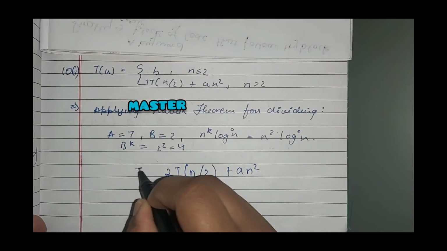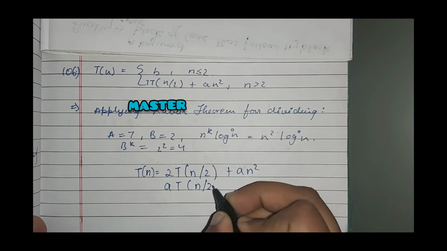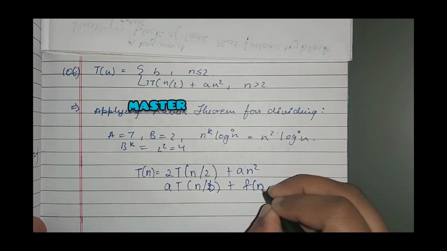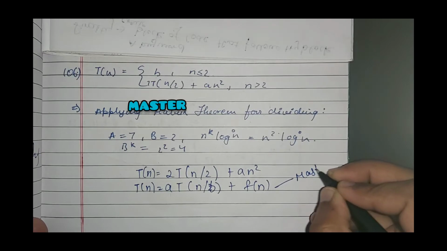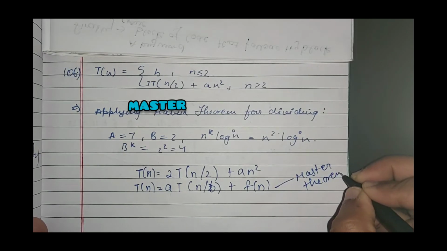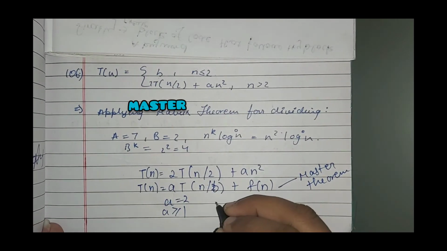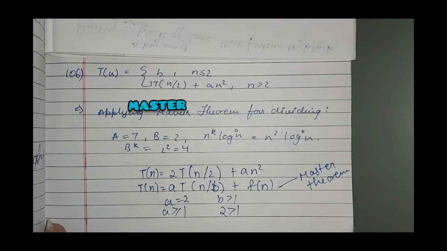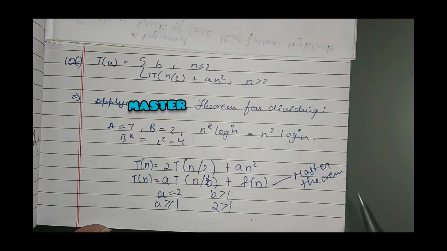So here a T(n/b) plus f(n) is the generalized form that our function has to be in, to be solved by master theorem. So we can relate that our a is equal to 2, a is greater than or equal to 1, and b has to be greater than 1, and here b is 2, so b is greater than 1. So these two conditions are satisfied. Now we have to find the time complexity of it.